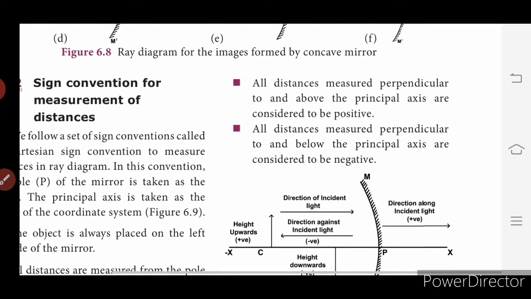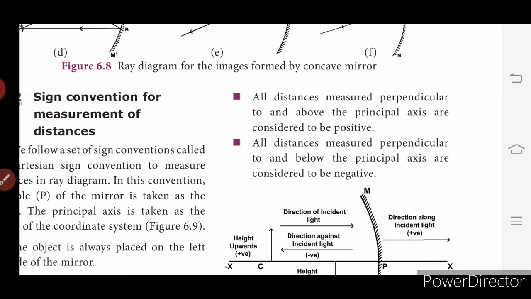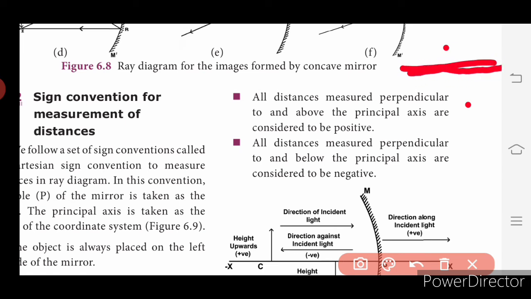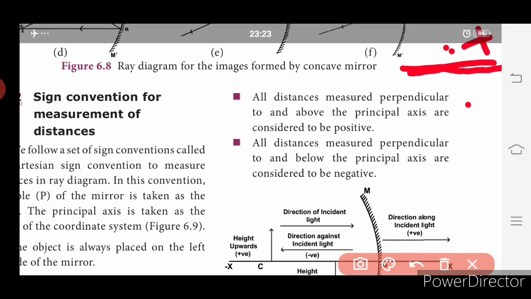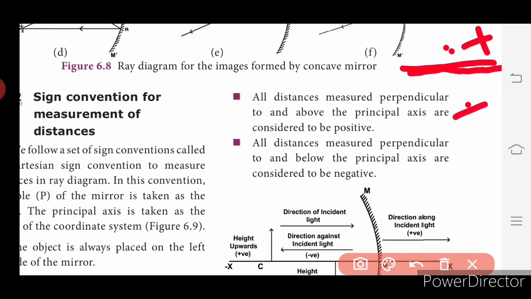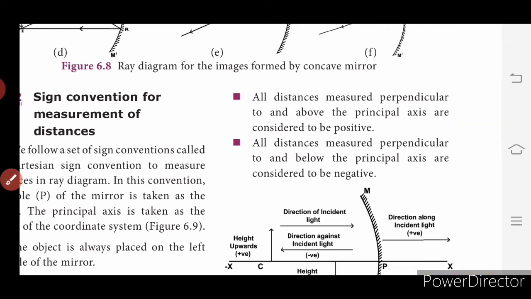Then all distances measured perpendicular to and above the principal axis, the center line, are considered to be positive. Then all distances measured perpendicular to and below the principal axis are considered to be negative. So above the principal axis is considered positive, and below the principal axis it is considered negative. Okay, so the sign convention diagram is given here.